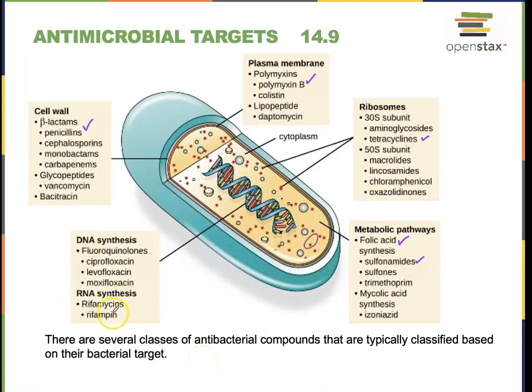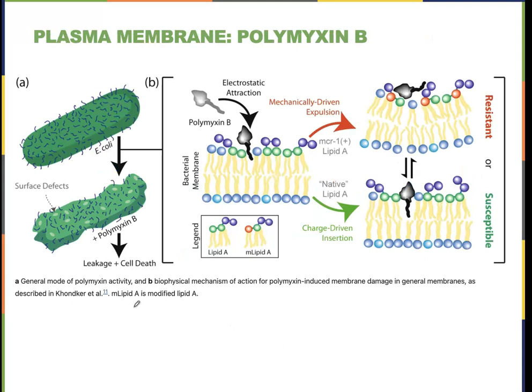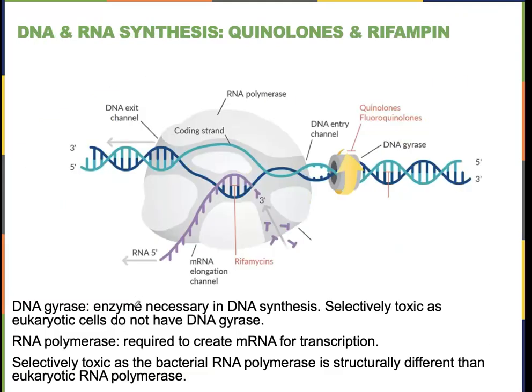And then we have DNA synthesis and RNA synthesis. So I know that we also have DNA and RNA, and our DNA and RNA is the same. However, the enzymes that copy DNA and the enzymes that make RNA are slightly different than ours. And so we can target those as well. So for DNA, we have the fluoroquinolones, and for RNA is rifampin. So we'll take a look at that. Okay, let's start off with DNA and RNA synthesis.